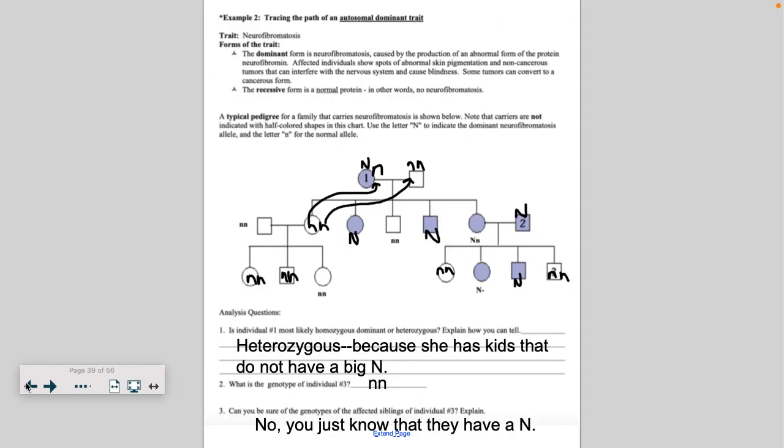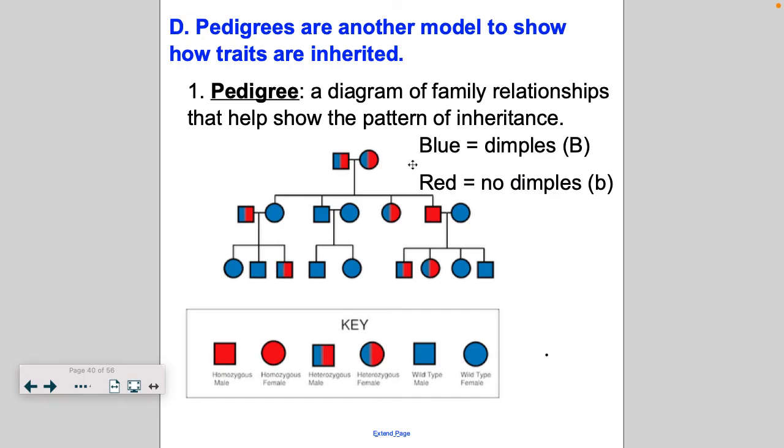So, all right, that's pedigrees. In your notes, it's just one slide of pedigrees. Pedigrees are another way to show how traits are inherited. It's a diagram of family relationships. They help show the pattern of inheritance. In this one, we're looking at dimples. Blue is denoted by a capital B. Red means that they have no dimples at all. And you can see just how individuals are affected in this generation. So your assignment is to do the pedigree assignment and see if you can be a detective and figure out the genotypes of some individuals and whatnot.